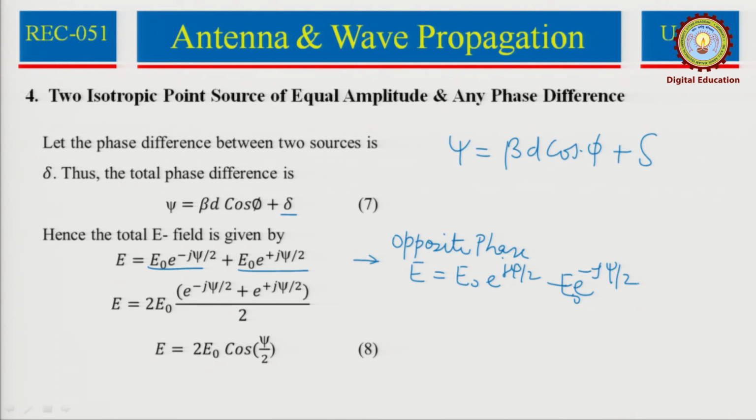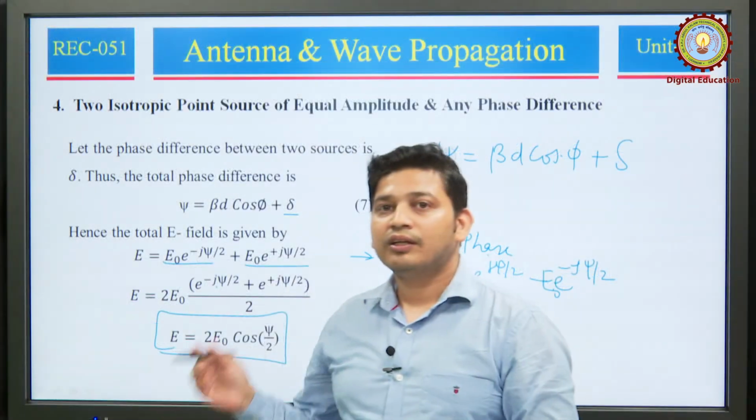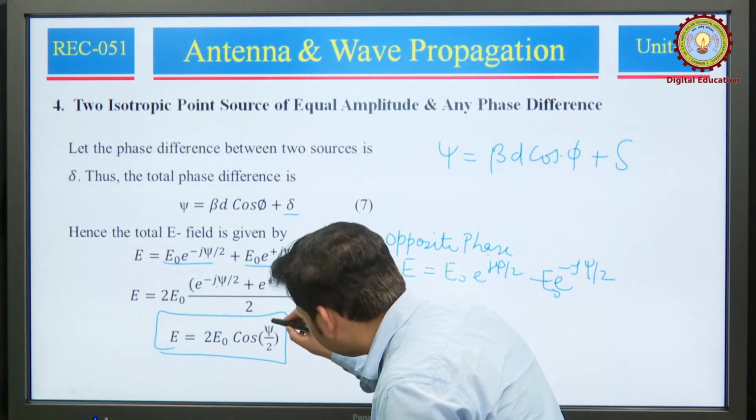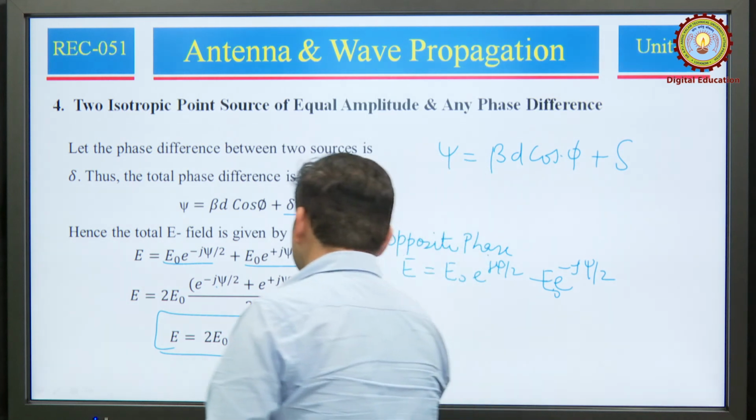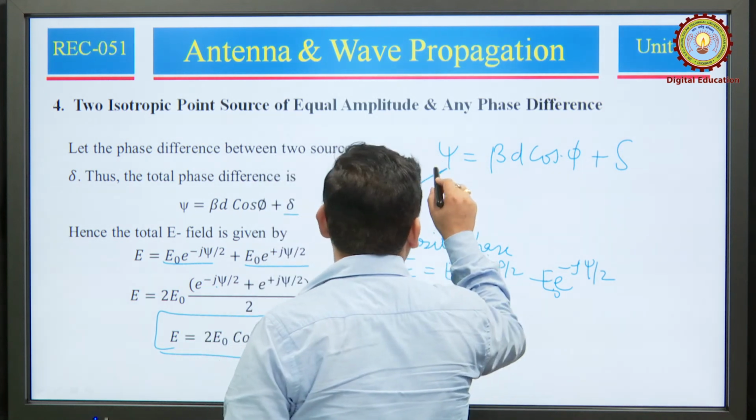So, both ways we can consider, but we are discussing the very first case, same phase, and again multiply and divide by 2. So, what is our result? The total net electric field is nothing but twice E naught into cos ψ/2. See, same scenario as in case number 1, there is nothing changed at all, only change in this factor, which is ψ.